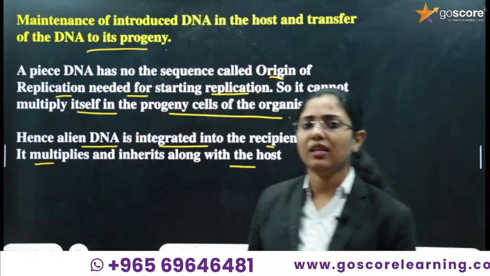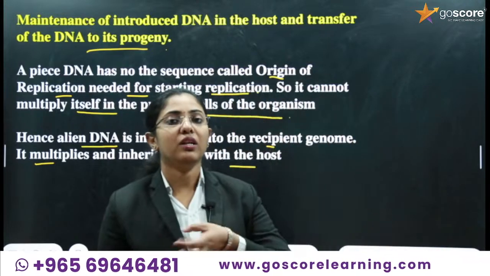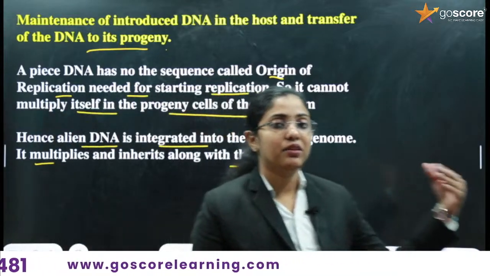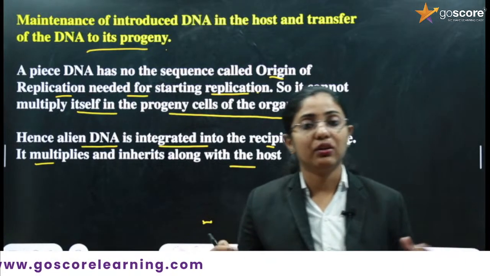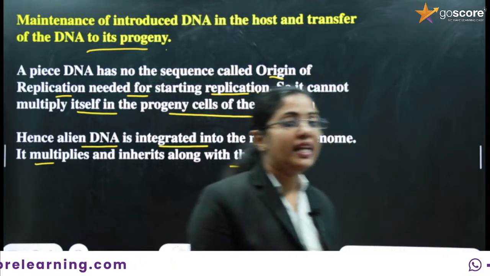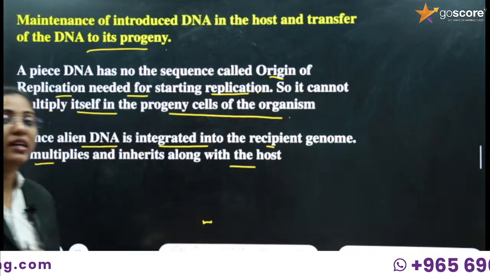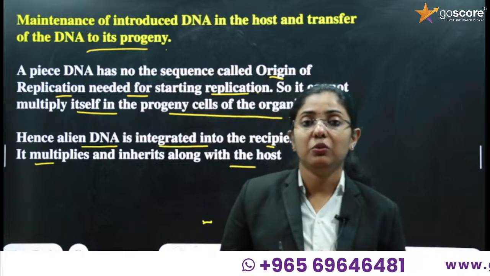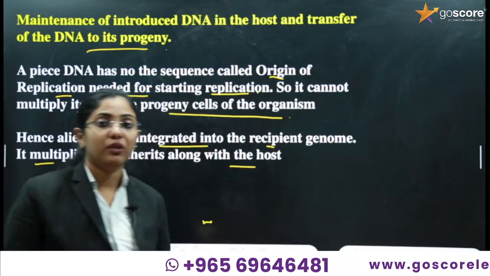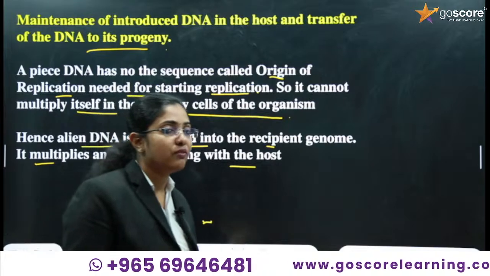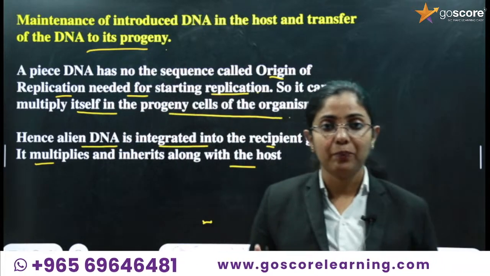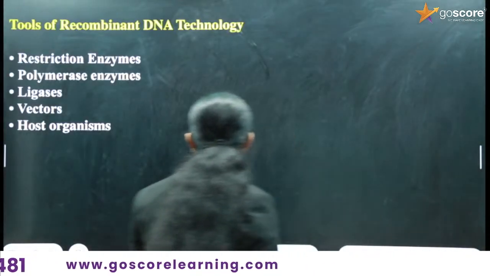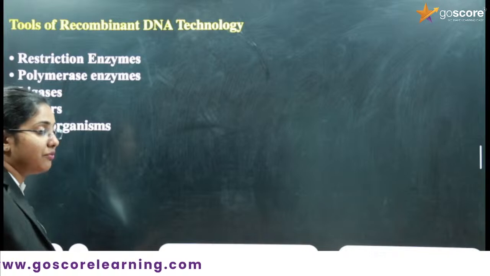As I have mentioned earlier, first the gene has to be taken out and given to the vector DNA. Then this vector DNA is given to the host organism. Later, the host DNA and the alien DNA will be integrated together to function in a proper manner, and it will give an end product which is very much beneficial for humankind. Clear? Okay, so that's all about these three different steps.